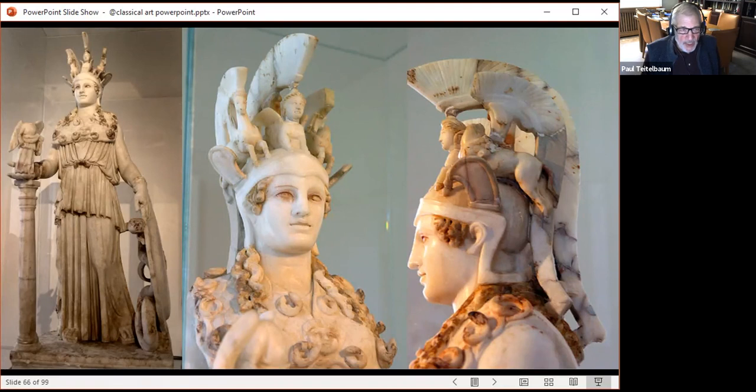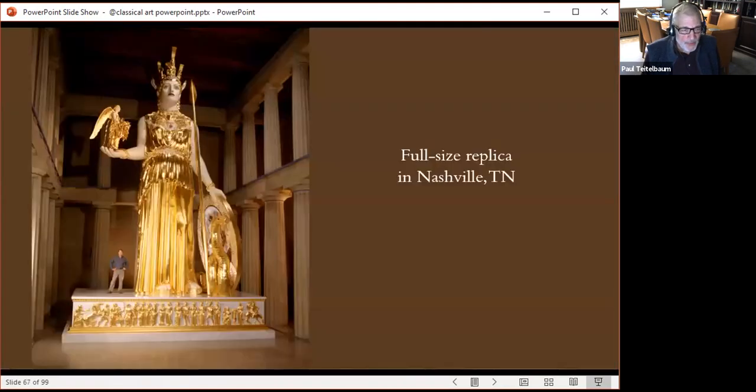Just to give you a sense of the sheer scale and magnificence of this, look at this. The person standing there is the sculptor. This is a full-size replica in Nashville, Tennessee. Nashville calls itself the Athens of the South. And they commissioned this sculptor to make a full-size replica of Athena Parthenos. But this wasn't the end.